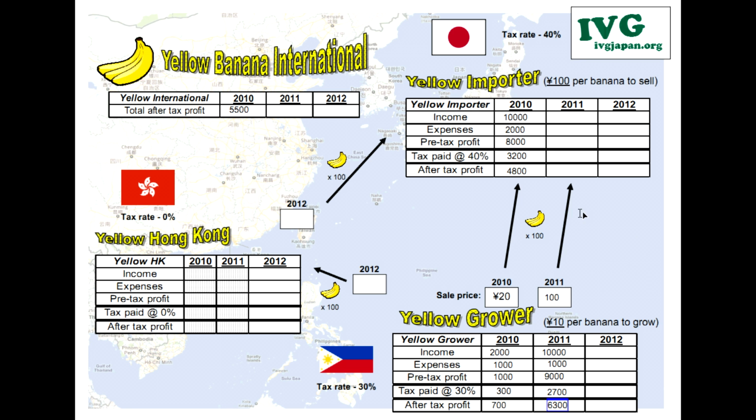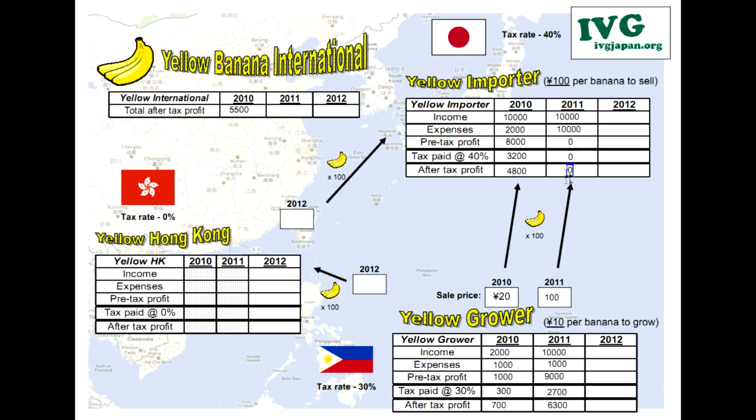So then to complete the year for 2011, we go up to the Japanese company. Their income is just the same, still selling those 100 bananas at 100 yen per banana, 10,000, but they've now paid this inflated price for the bananas, meaning their expenses are also 10,000, resulting in a pre-tax profit of 0, and therefore 0 tax paid on that profit, and therefore 0 after-tax profit.